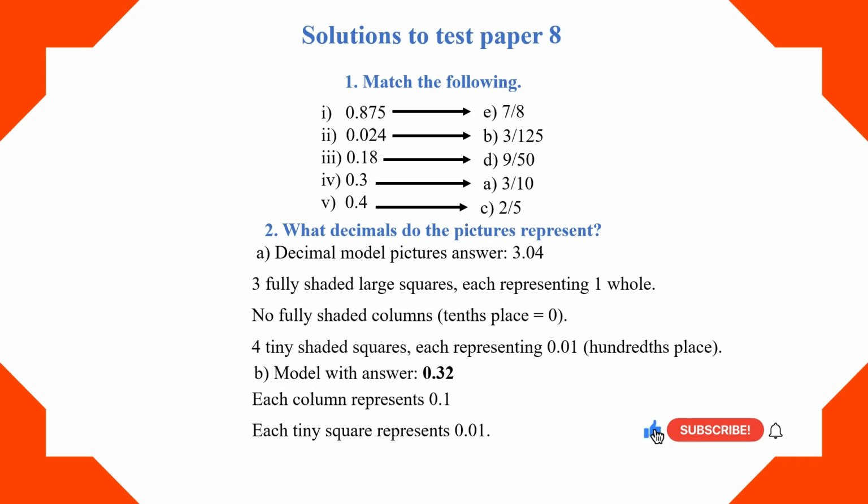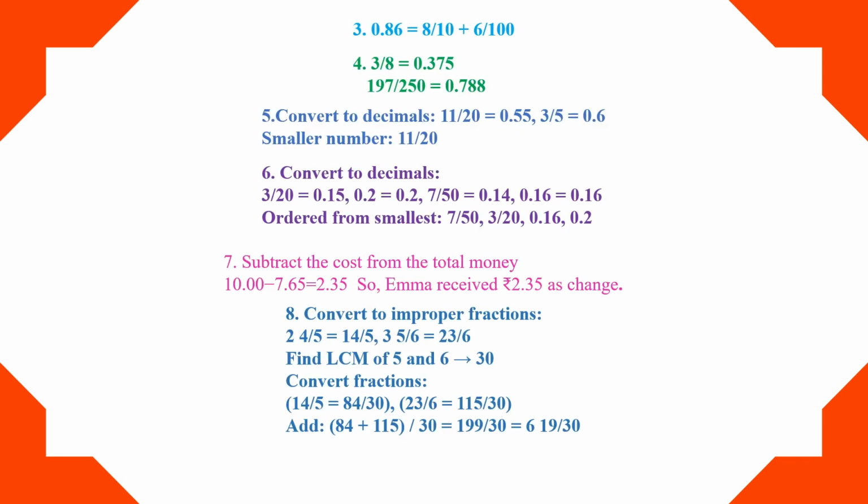Here are the solutions to all the questions starting from 1, and in the second question I have given a detailed explanation. Here are the answers from questions 3 to 8. Now 8 is little bit lengthy. You have to convert the mixed fractions to improper fractions and then you have to do the addition.